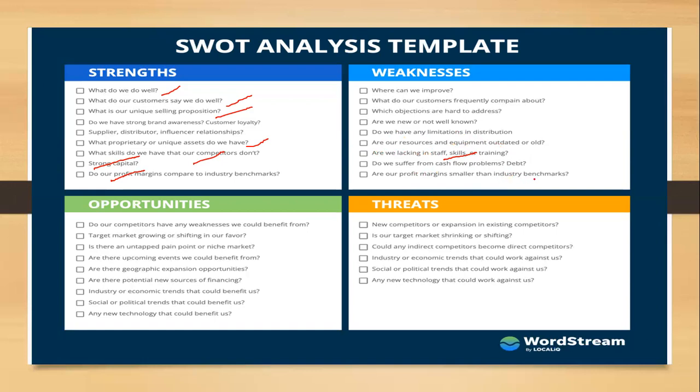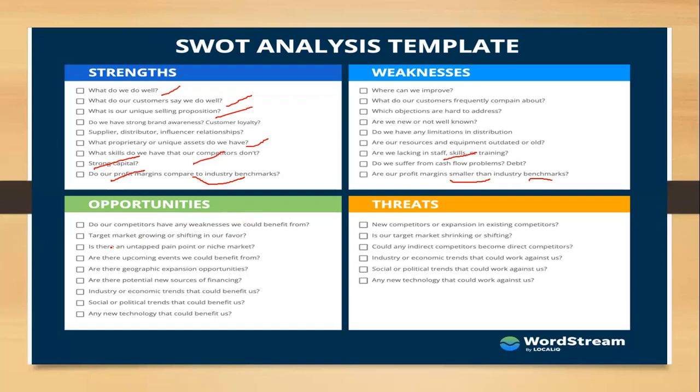That means if our profit margin is less than the overall set of standards, then that is our weak point. If it is more, then that is our strength, our positive point, which makes prestige and goodwill for our organization and generates profit and revenue. Do our competitors have any weakness we could benefit from?